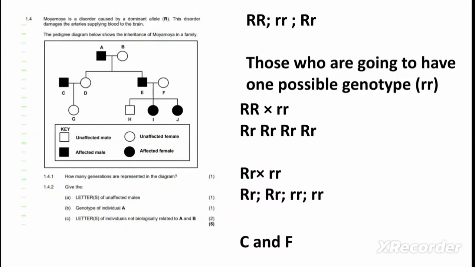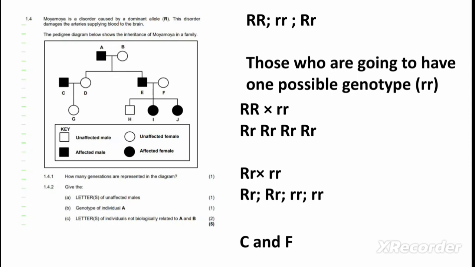Today we're doing questions under the topic of genetics, specifically the pedigree diagram. So we are going to start with this question. Moya moya is a disorder caused by a dominant allele R. The disorder damages the arteries supplying blood to the brain.